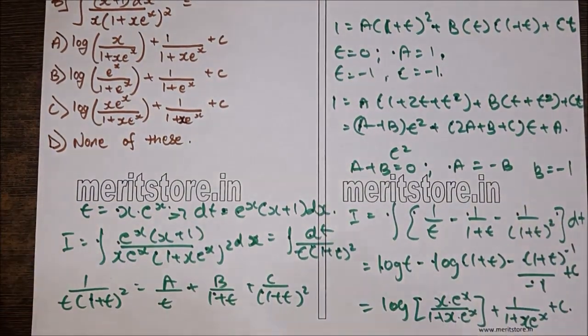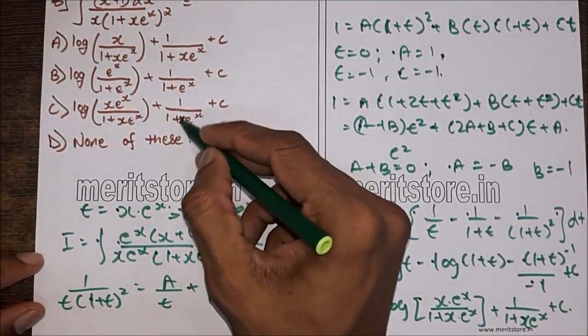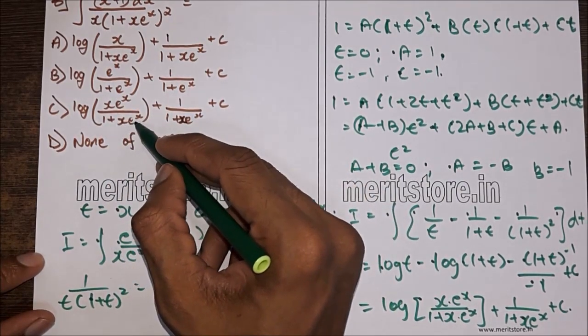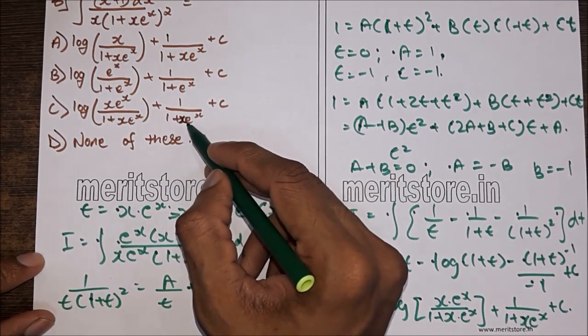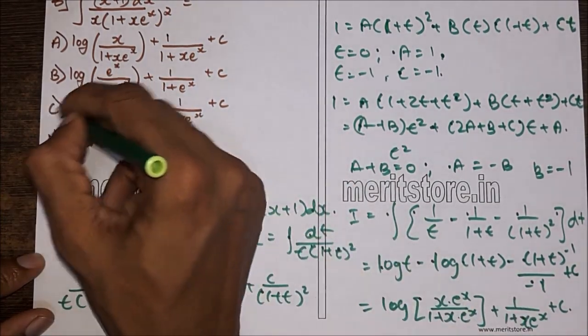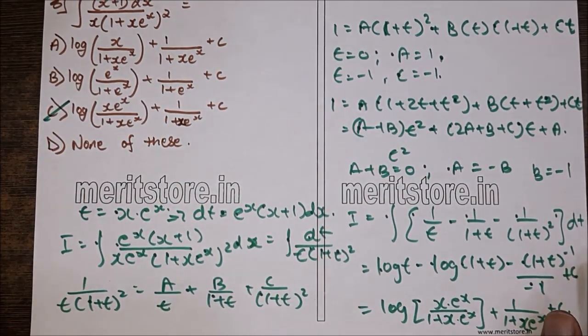Therefore, if we see, there's a fine difference to note in option A. The option C is log x into e raised to x upon 1 plus x into e raised to x plus 1 by 1 plus x into e raised to x plus c. Therefore, our answer matches with option C. Therefore, option C is the correct answer.